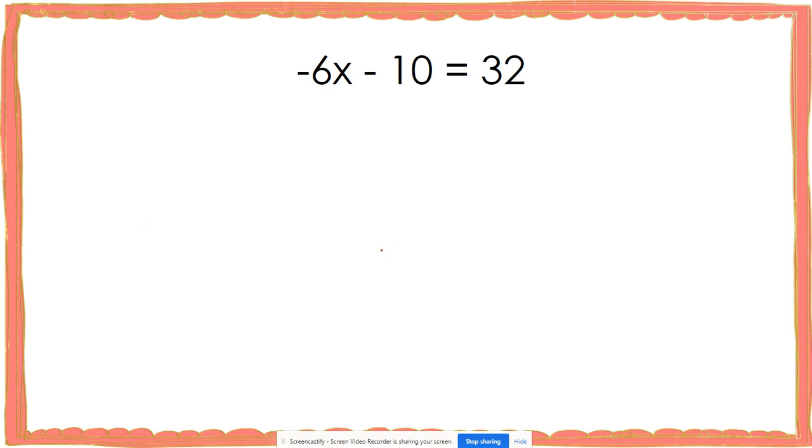Now let's try negative 6x minus 10 equals 32. Again, I need to get my variable by itself. And on this side of the equation, I see that there is a negative 6 being multiplied by x and 10 being subtracted. Well, I need to do the inverse operation, but which one of these do I need to remove first? Since I'm using the order of operations in reverse, I'm going to get rid of my subtracting before I get rid of my multiplying.